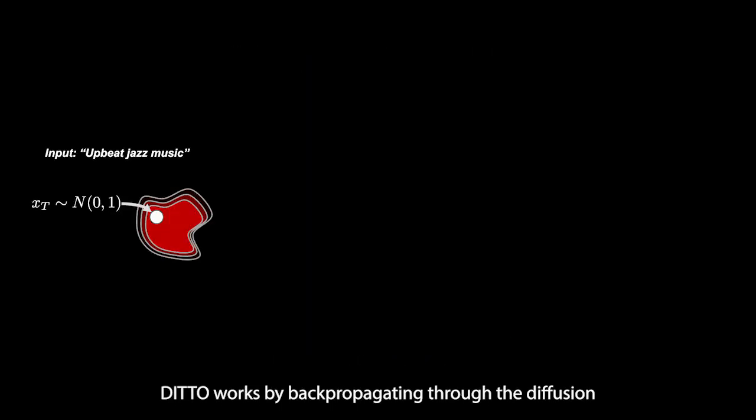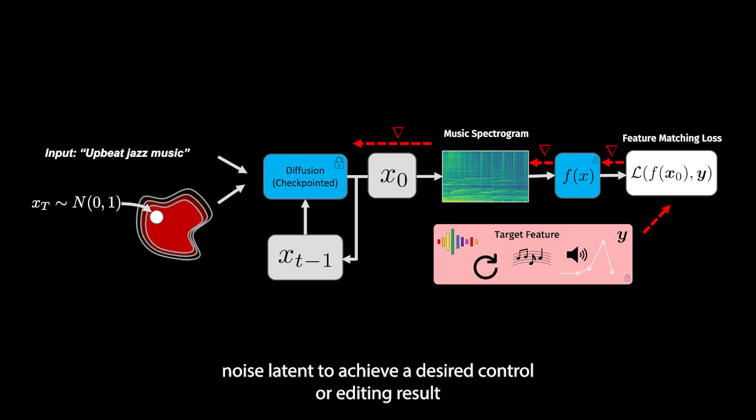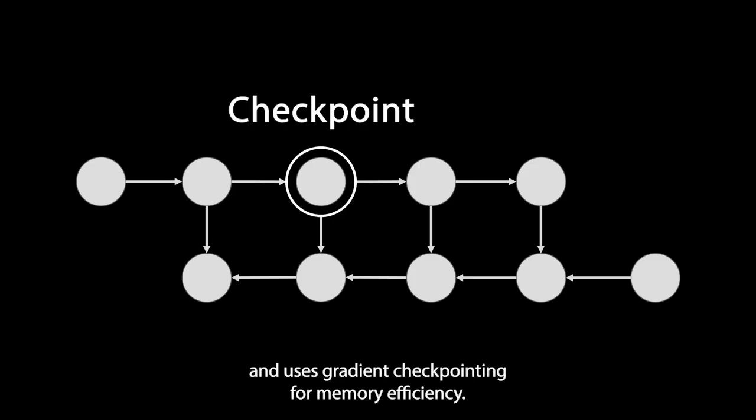DITTO works by backpropagating through the diffusion sampling process to optimize the initial random noise latent to achieve a desired control or editing result, and uses gradient checkpointing for memory efficiency.